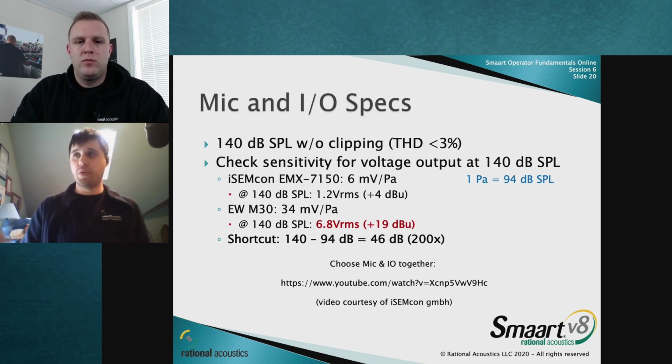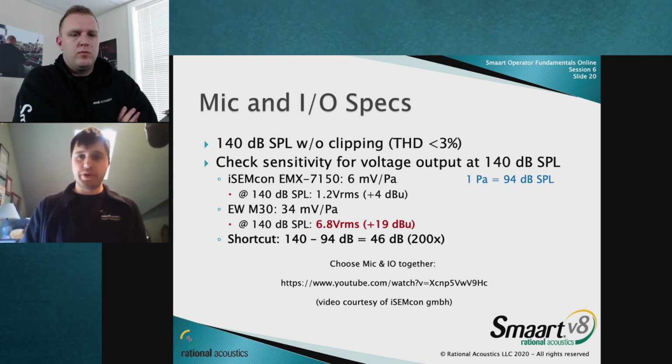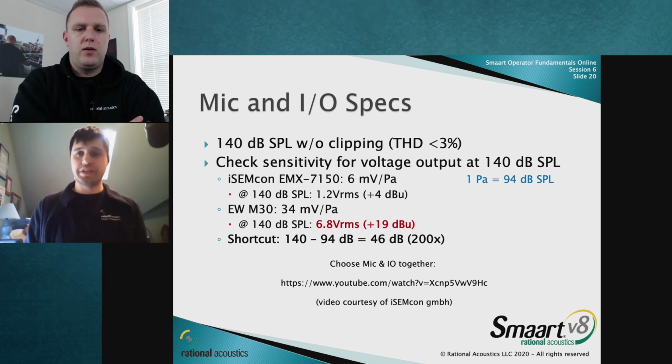Typically, that spec is given at 1 Pascal, which is 94 dB SPL. So for the example on the screen, the iSemcon mic at 94 dB SPL, you're going to get 6 millivolts out of that microphone. And that's a reasonable mic level signal. But at 140 dB SPL, that output is going to be a lot higher. It's going to be 1.2 volts RMS, which is a line level signal. And so if your preamp isn't expecting a line level signal, you're going to clip.